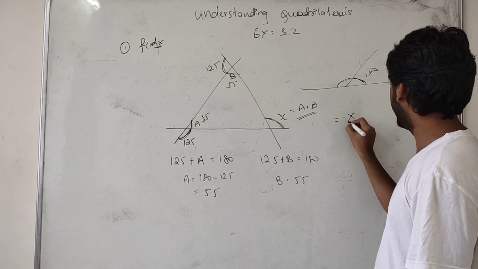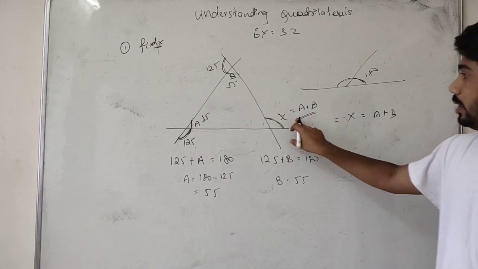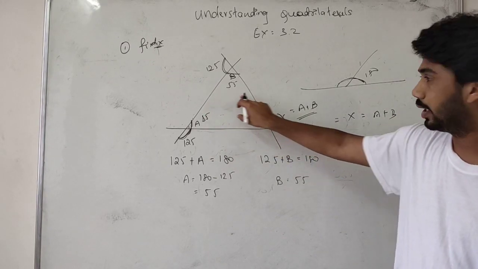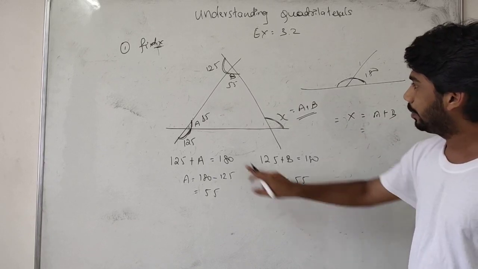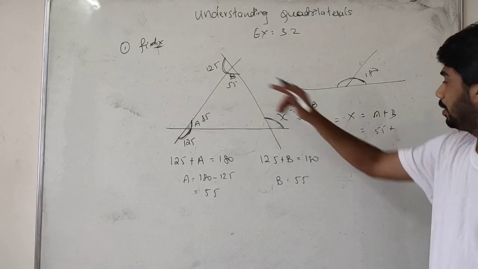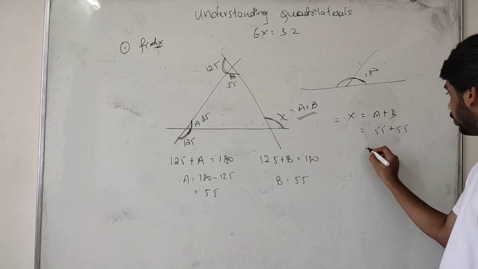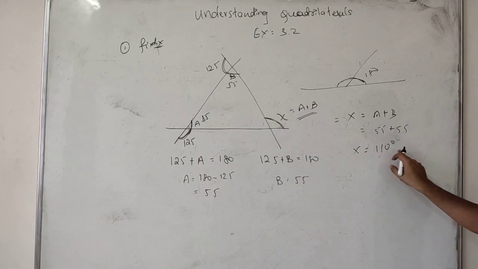So to find x, x is equal to a plus b. Why? Because x is the external angle, which is the sum of the internal angles a plus b. Now a is 55 plus b is 55. Total we get 110 degrees. x is equal to 110 degrees, students.